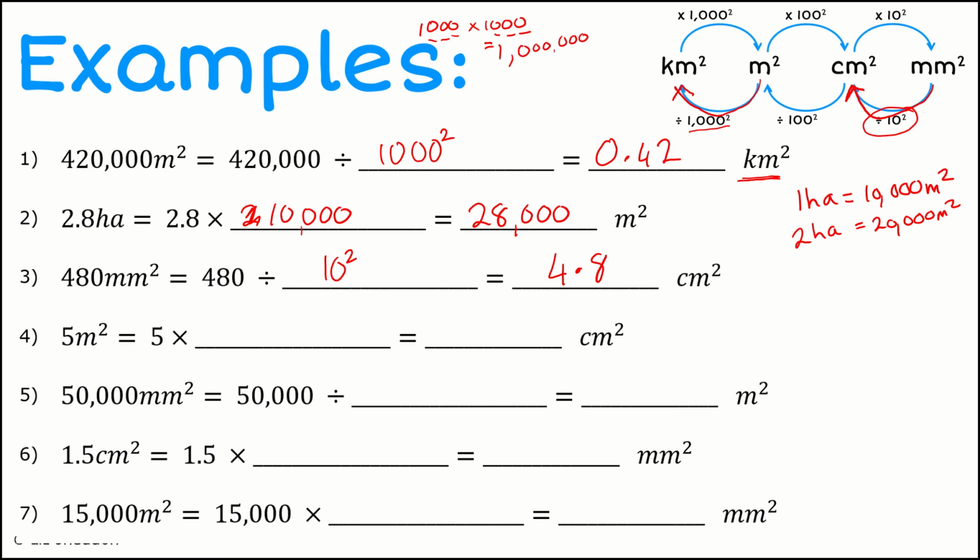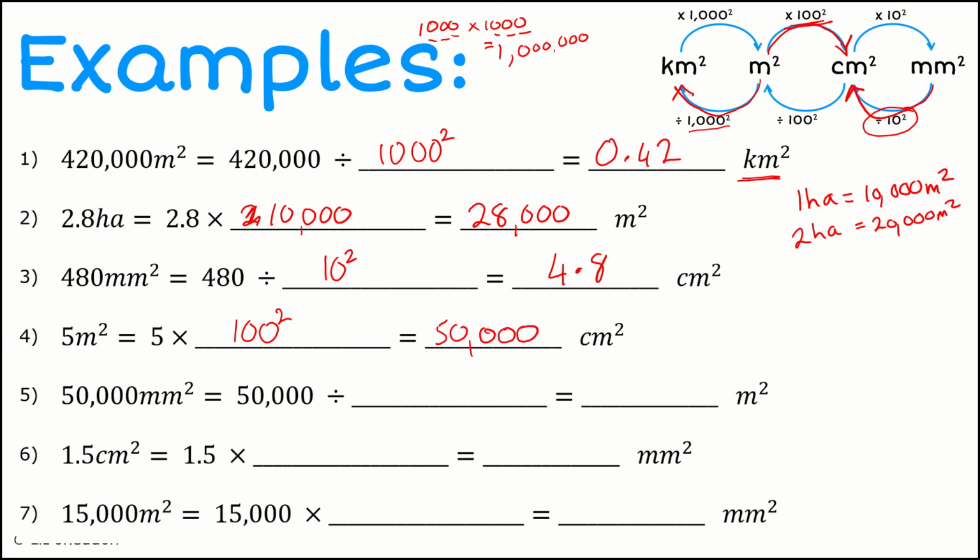Number 4, 5 metres squared, and I'm going to go from metres squared to centimetres squared. That's this top one here, so we want to multiply by 100 squared. 100 times 100 is going to be a 1 with 4 zeros, so that is 10,000. So 5 times 10,000 is going to give me 50,000 centimetres squared.